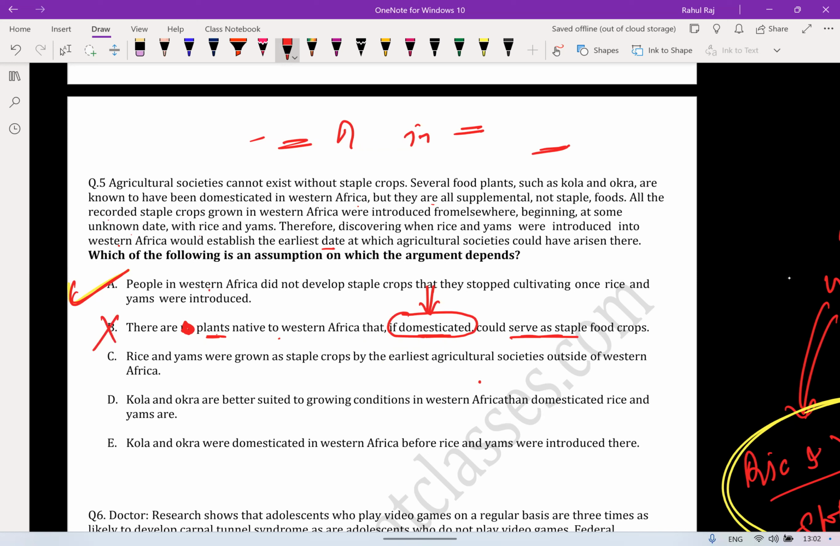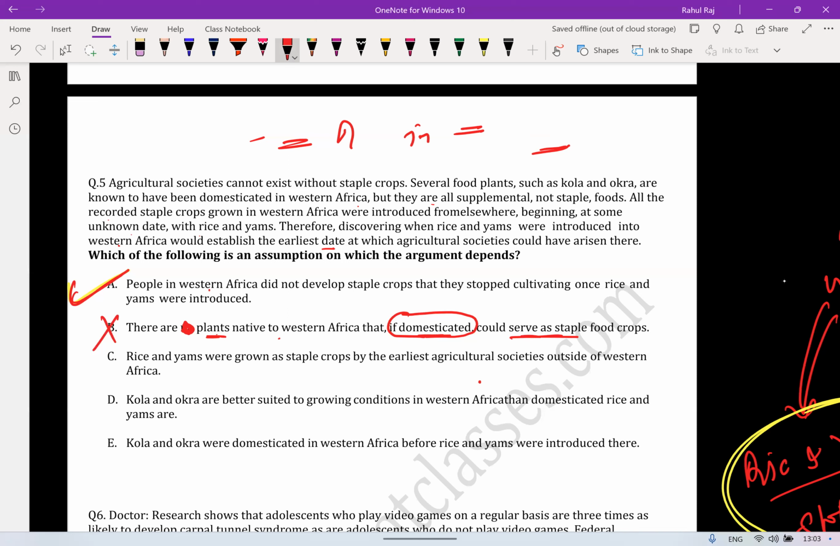Anyone who feels yes, I chose B? I thought that if domesticated plants are already there, if I negate this, then there is... No, the point is, if domesticated means what? You don't know whether we have domesticated it or not, right? Forget about if. Let's say it was domesticated only. How is it weakening my conclusion? Tell me that. So rice and yam is not required in the picture then.